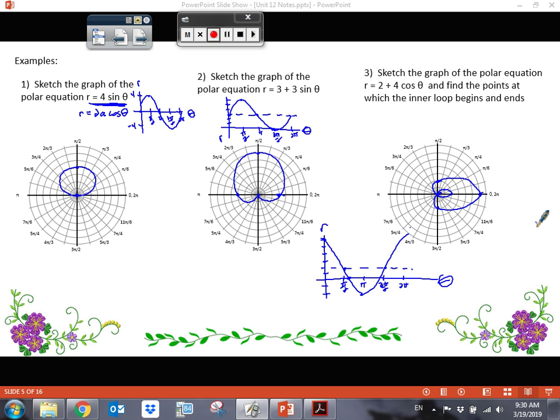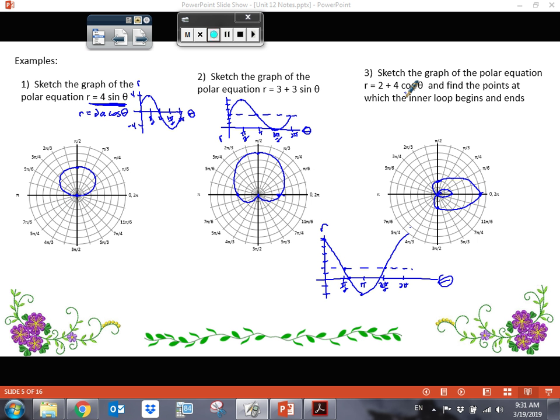So with this kind, some students may want to just memorize that if I divide these and get a number less than 1, it's going to be an inside loop, and plot their points and draw the curve. That's fine. I don't have a problem with that. You don't have to draw it exactly like I'm drawing it. I just want you to understand how it's happening.